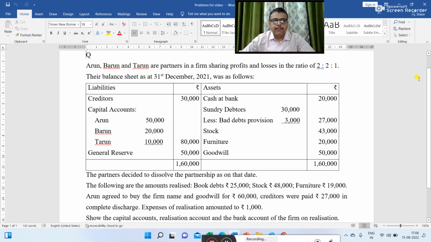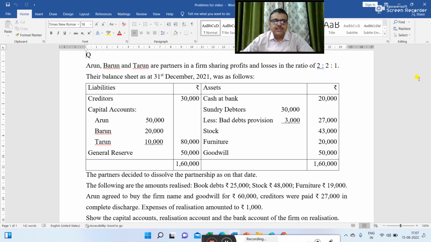Arun, Barun and Tarun are partners in a firm sharing profits and losses in the ratio of 2:2:1. Their balance sheet as at 31st December 2021 was as follows. On liabilities side, we have creditors 30,000, capital account of Arun 50,000, Barun 20,000 and Tarun 10,000. Total of capital account is 80,000. General reserve 50,000. And on asset side, we have cash at bank 20,000, sundry debtors 30,000, less bad debt provision 3,000, stock 43,000, furniture 20,000, goodwill 50,000. Total of asset and liability side, we have 1,60,000.